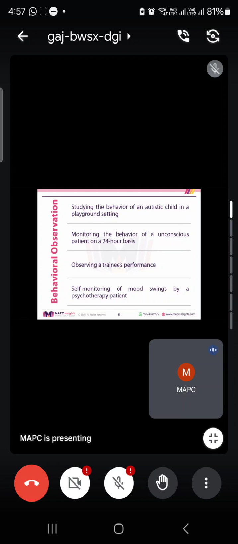Observing the trainee's performance. A newly joined trainee is under observation, and their superiors observe the behavior of those trainees. Self-monitoring of mood swings by the psychotherapy patient. Here the patient monitors himself or herself.